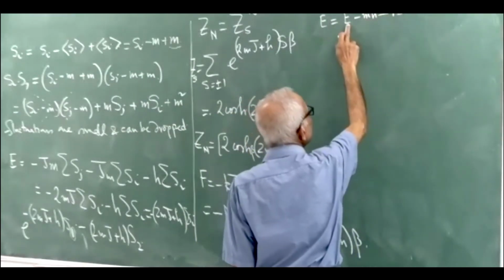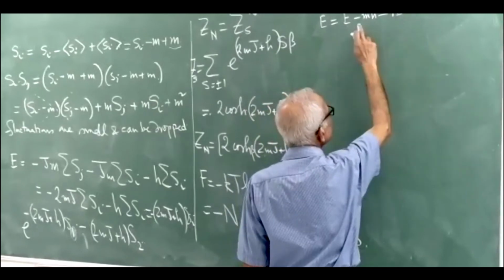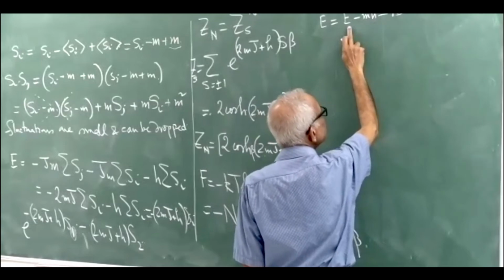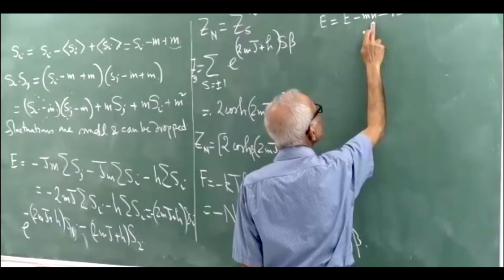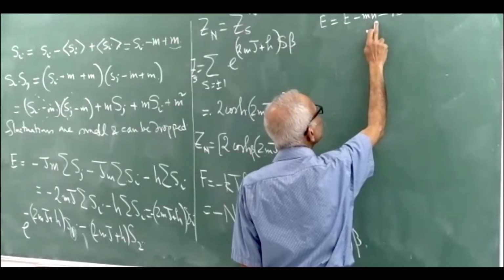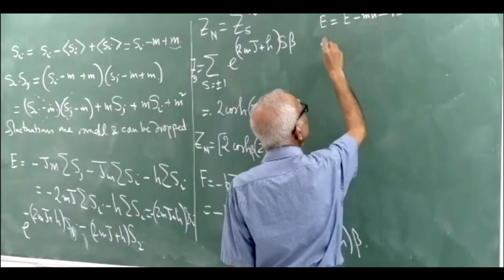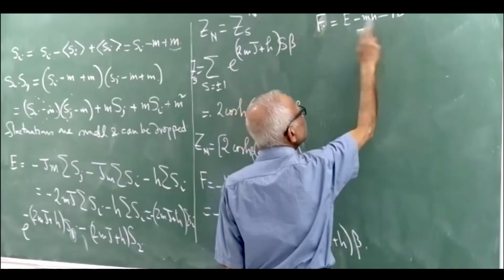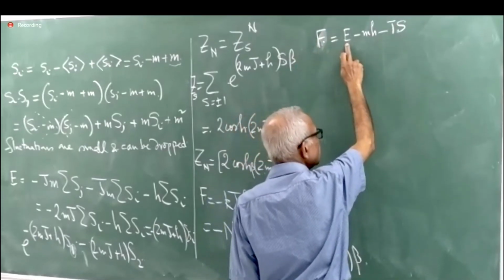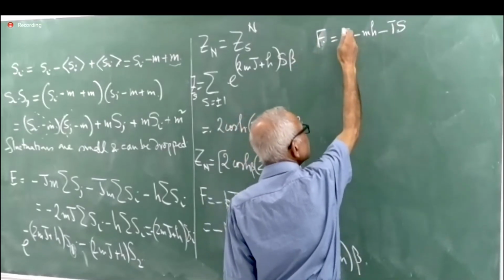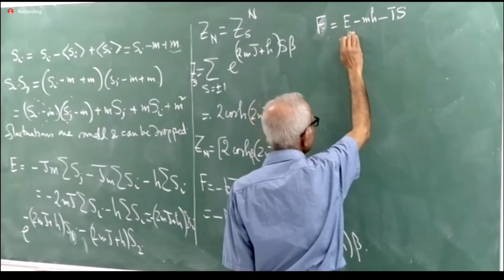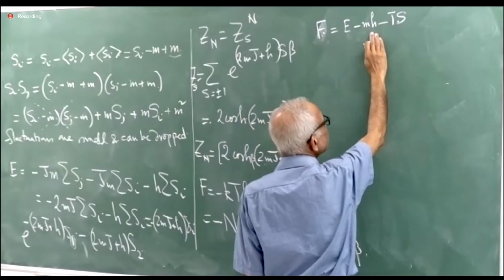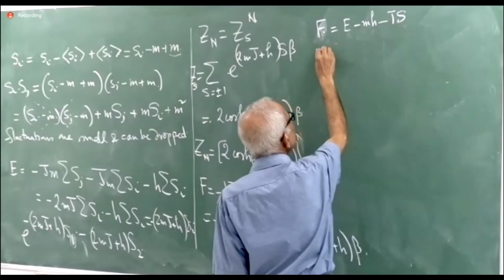So E for just a free particle, without a magnetic field, that's the energy. With the magnetic field, that's the energy. The magnetization times h has to be brought in. So sorry, this is the F, the free energy, total energy of the system. This is the part without the magnetization, and that is the contribution from the magnetization, minus TS.